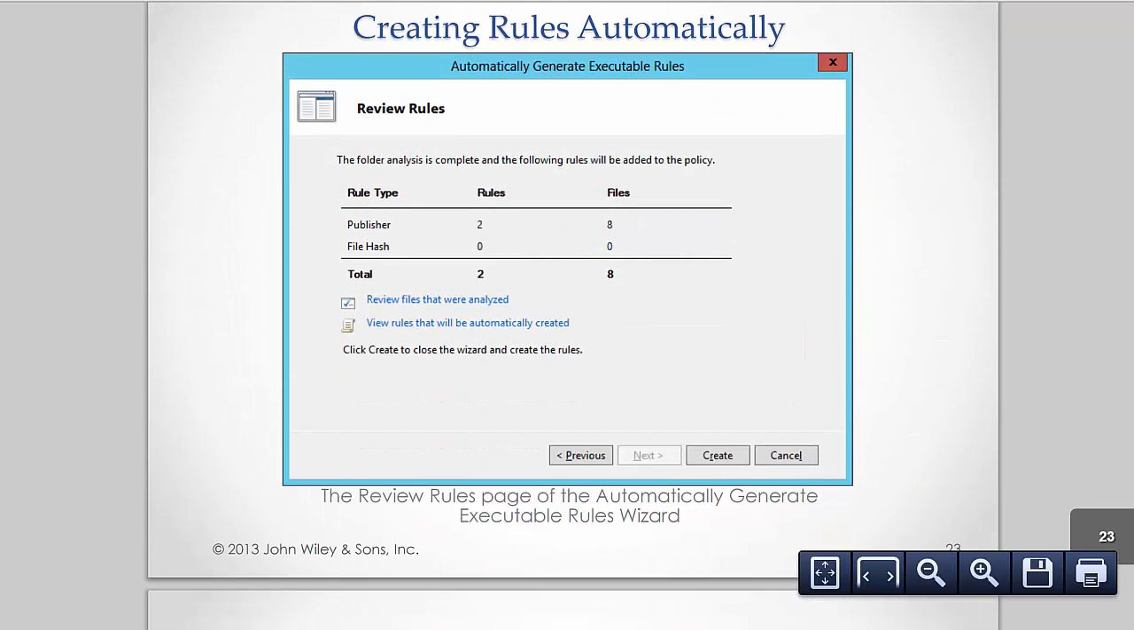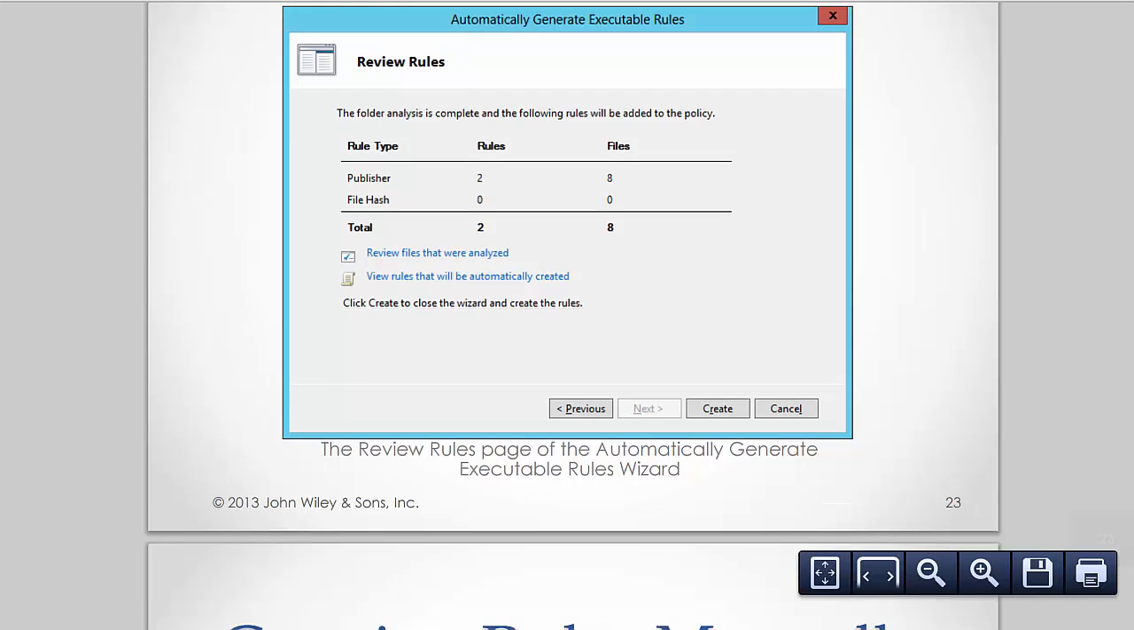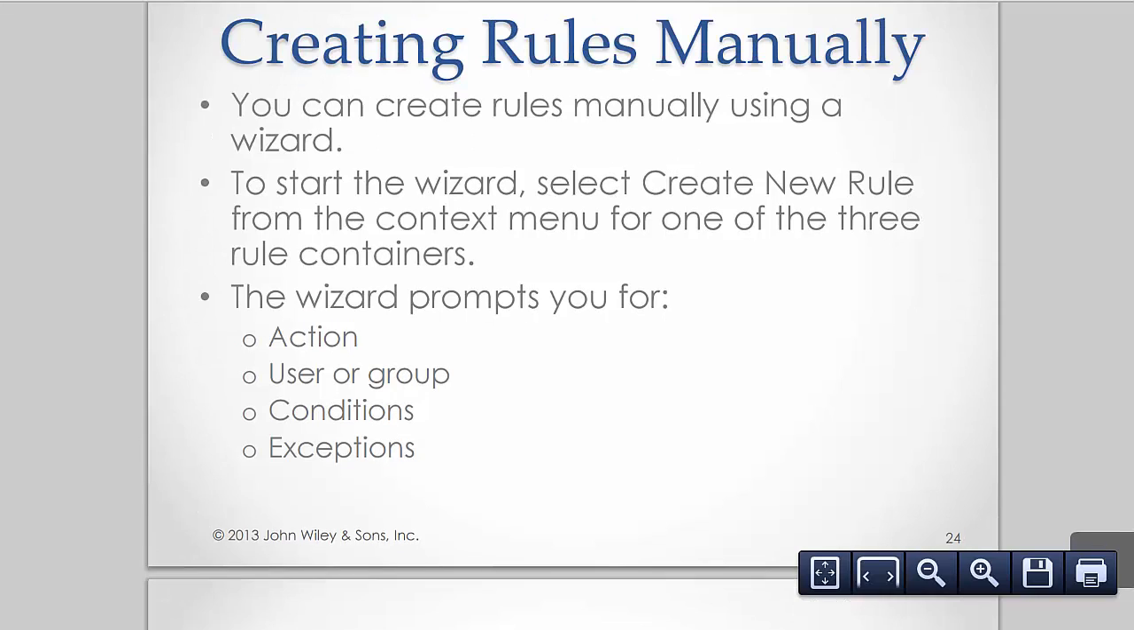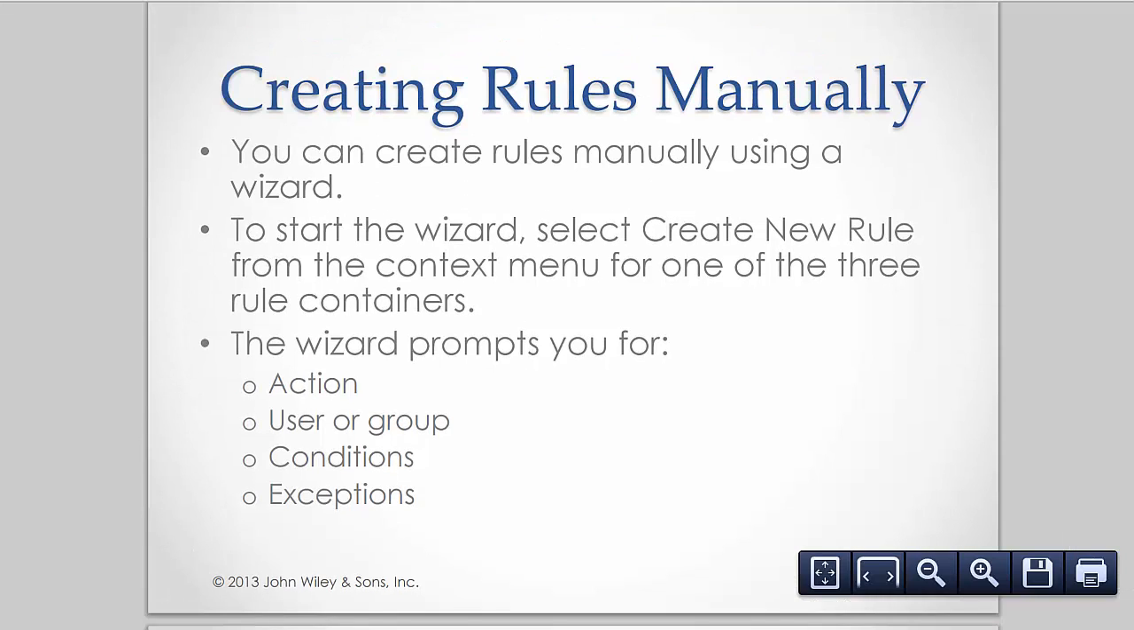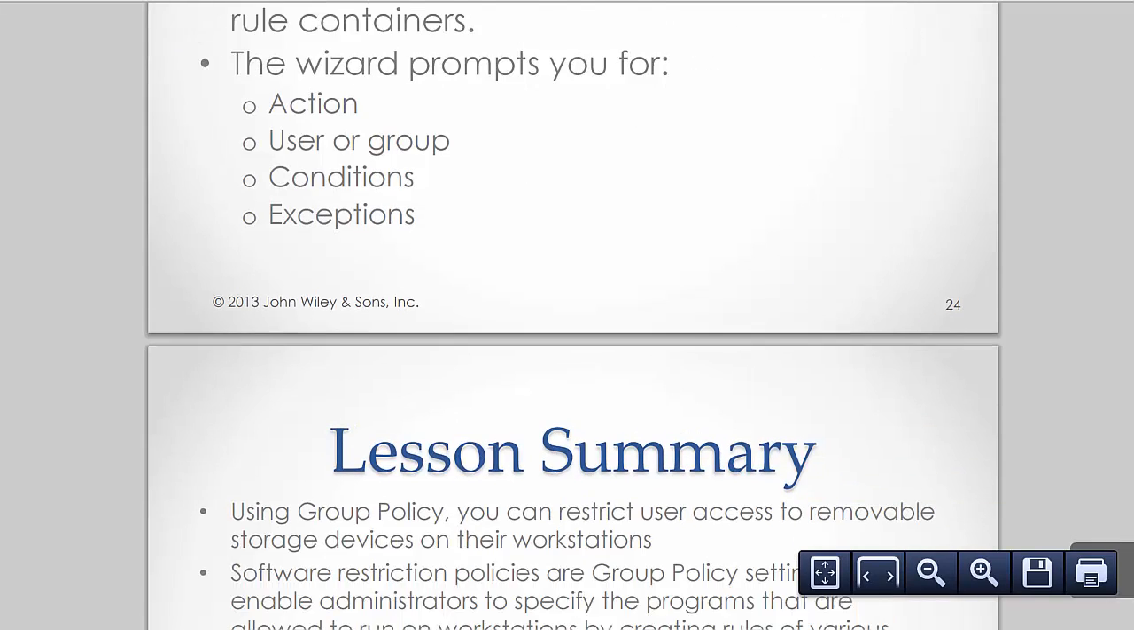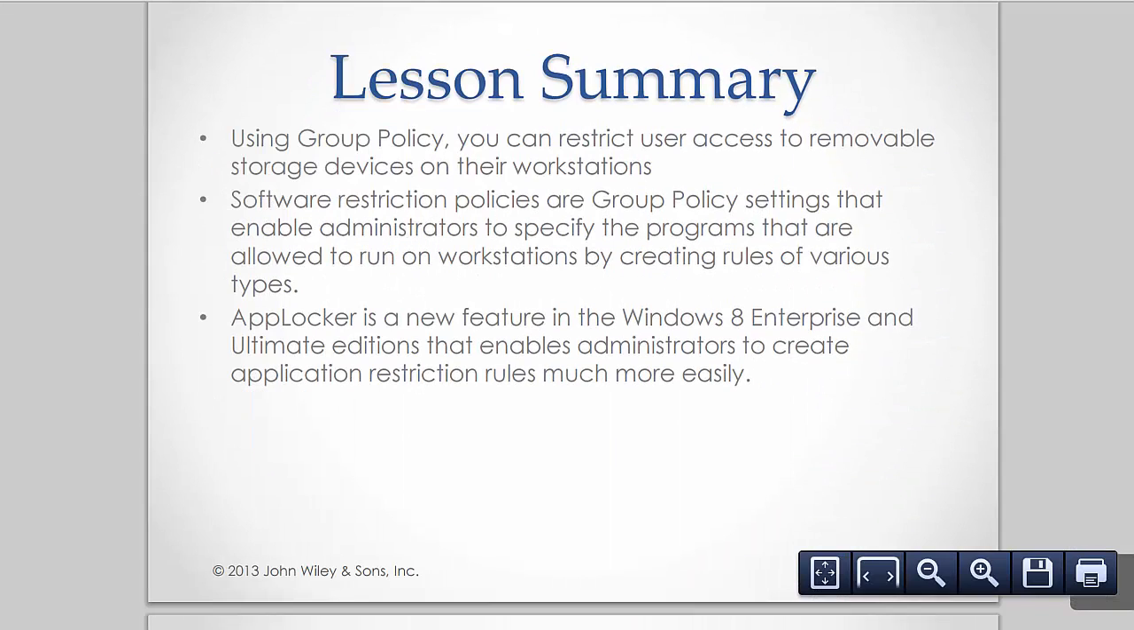So, then we review the rules. There are two rules. They're publisher rules. It's a rule on 8 files, for example. So this created publisher rules. We go through and review the rules. We can also create rules manually. So, another way to do it is to start the wizard and create a new rule, which prompts you for action, user or group, conditions, and exceptions. Again, it's the same thing that it's finding when it creates those automatic rules. So like I said, I'll give you some examples of this and show you how that might work.